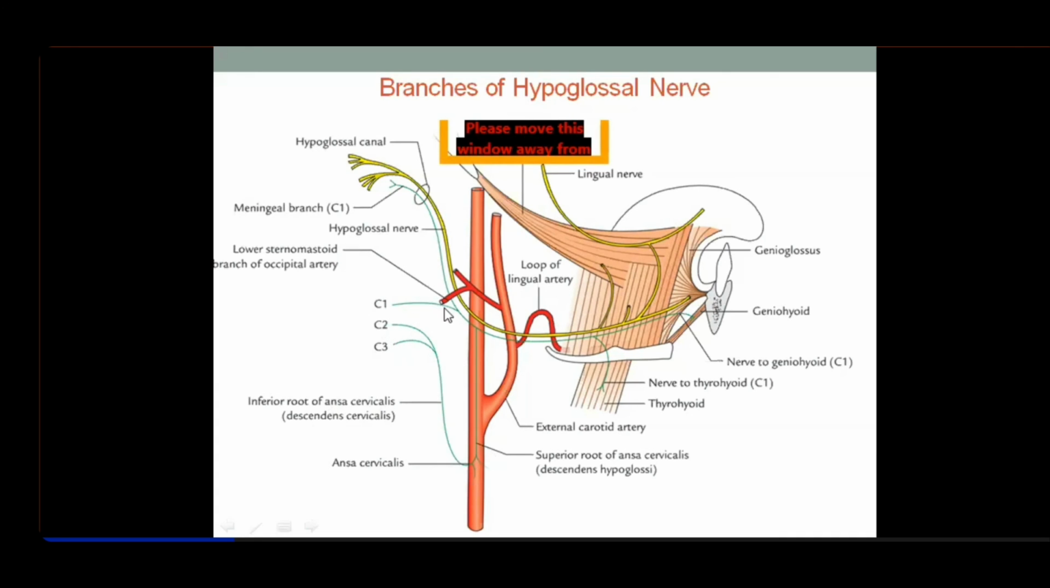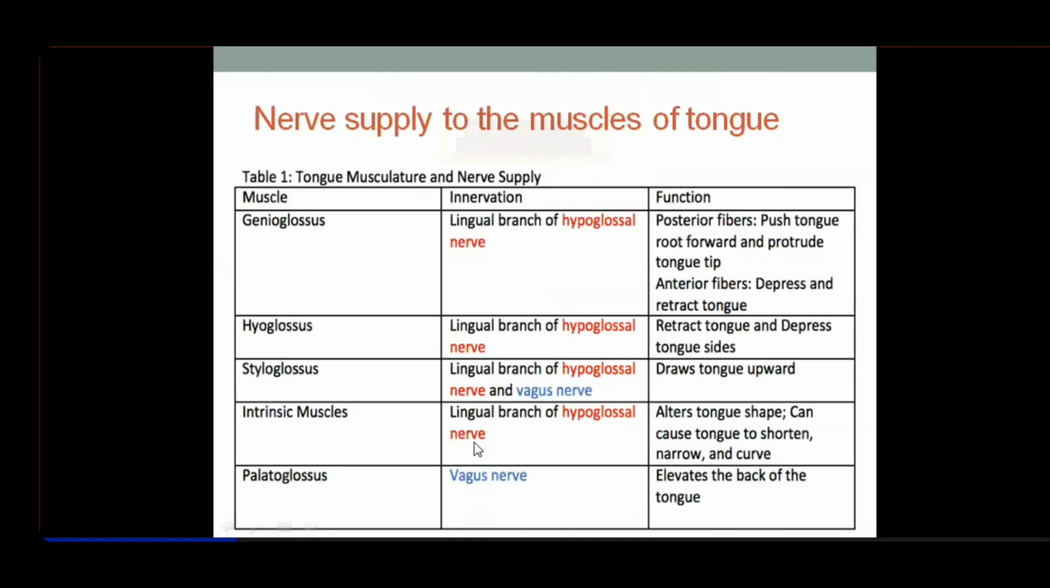Remember, this root will also have motor fibers, right? Here it was giving sensory fibers only to the meninges, but this will all have motor efferent nerve fibers also, because they will innervate the infrahyoid muscles as well. Okay, so just a fast revision.